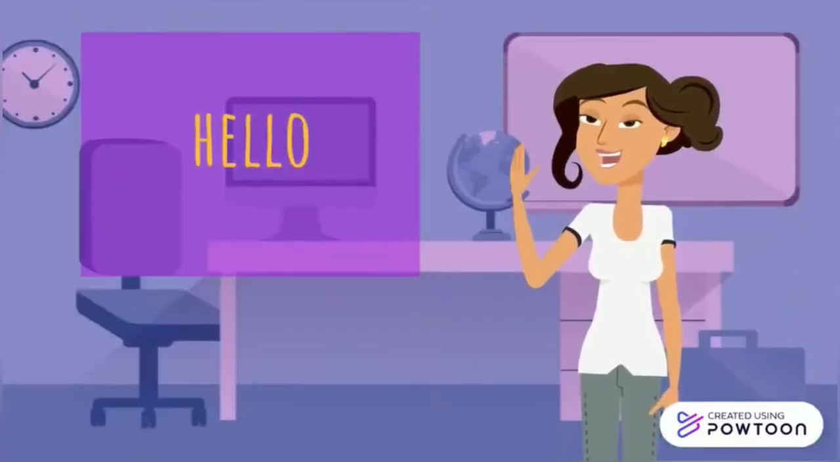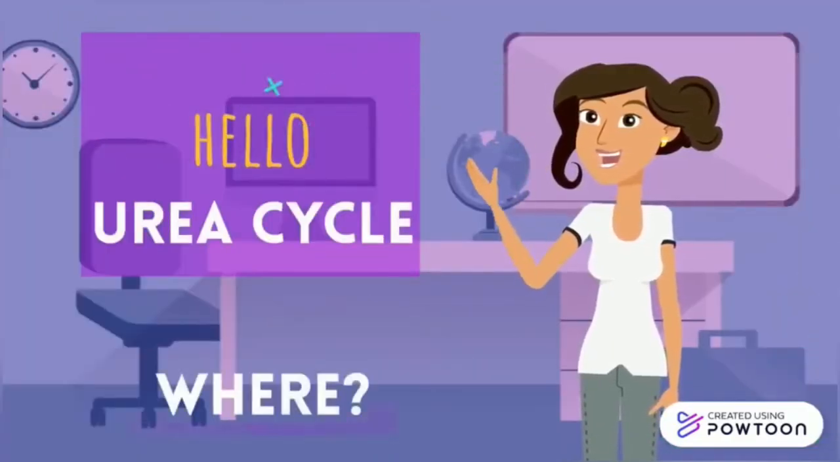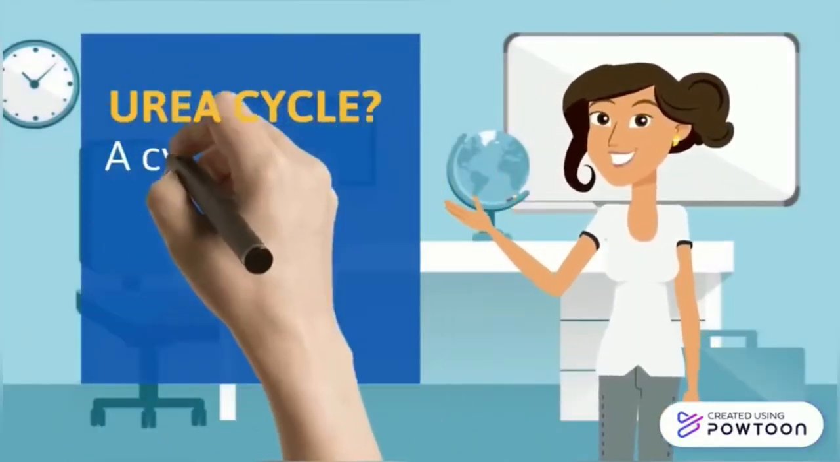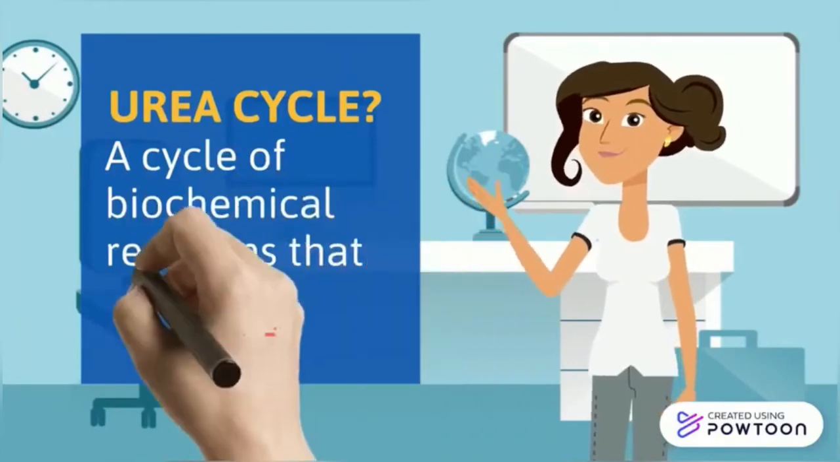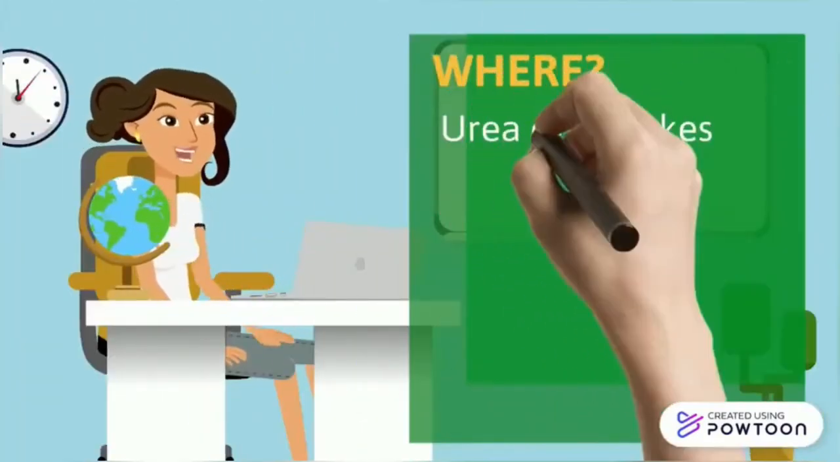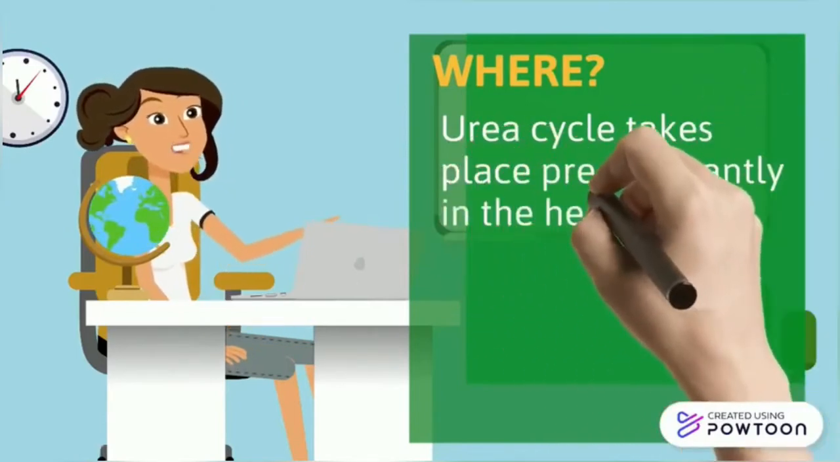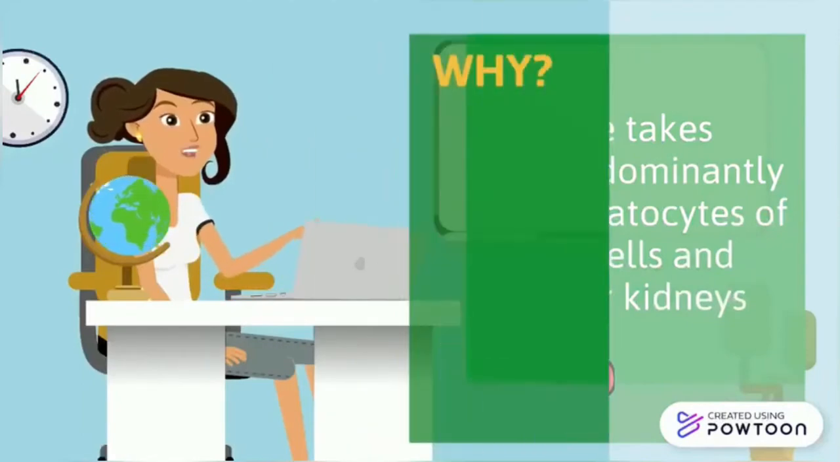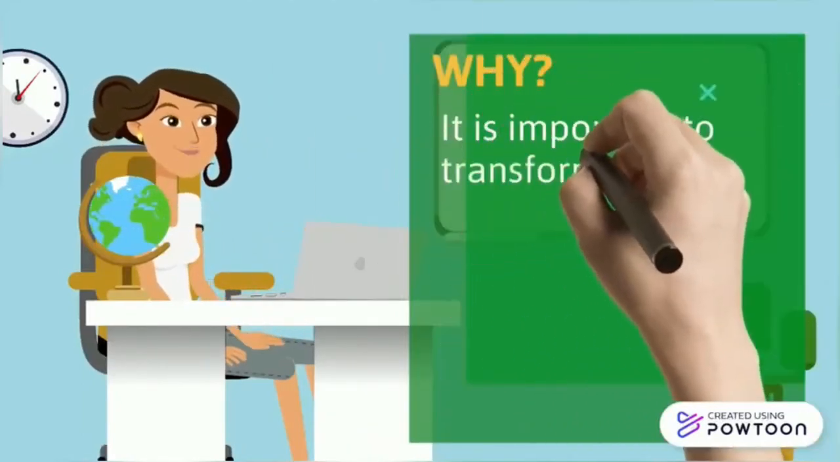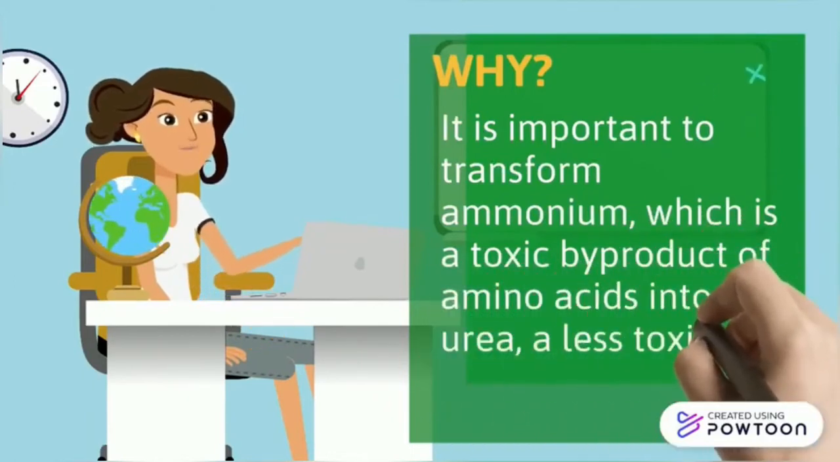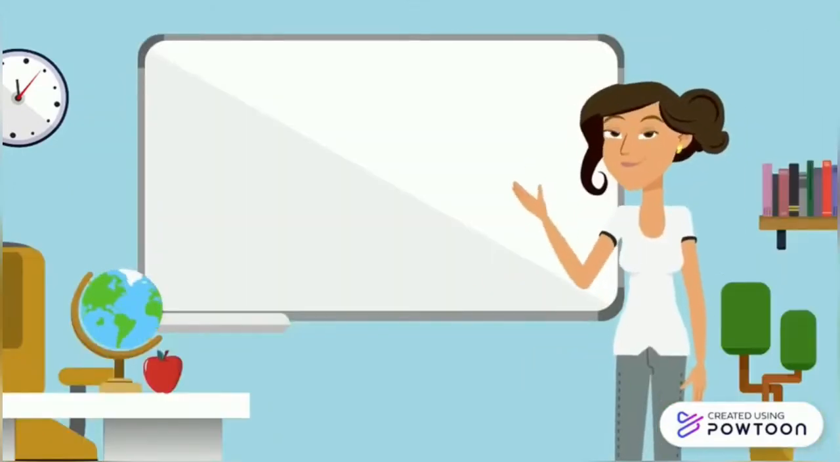In this video, we will be talking about what the urea cycle is, where it takes place, why, and how. The urea cycle is a cycle of biochemical reactions that produces urea from ammonia. It takes place predominantly in the hepatocytes of our liver cells and also in our kidneys. It is important to transform ammonium, which is a toxic byproduct of amino acids, into urea, which is a less toxic form.